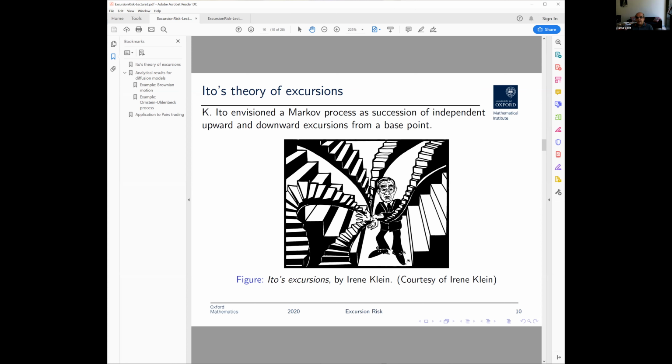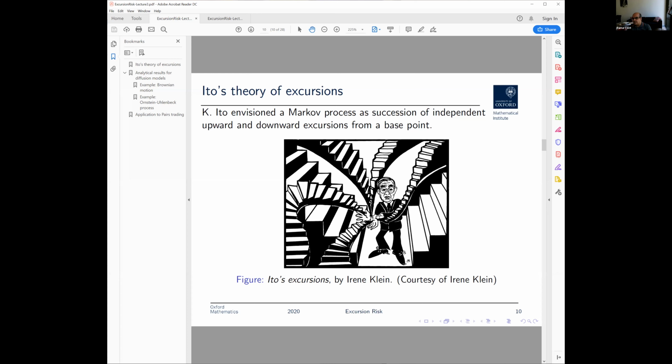The way Ito thought about excursions is this: instead of thinking of a Markov process through an infinitesimal description, or transition probabilities, or generator, or SDE, he thought another way of describing the Markov process is to fix a base point, for example 0, and then think of the Markov process as a succession of independent excursions from this base point.